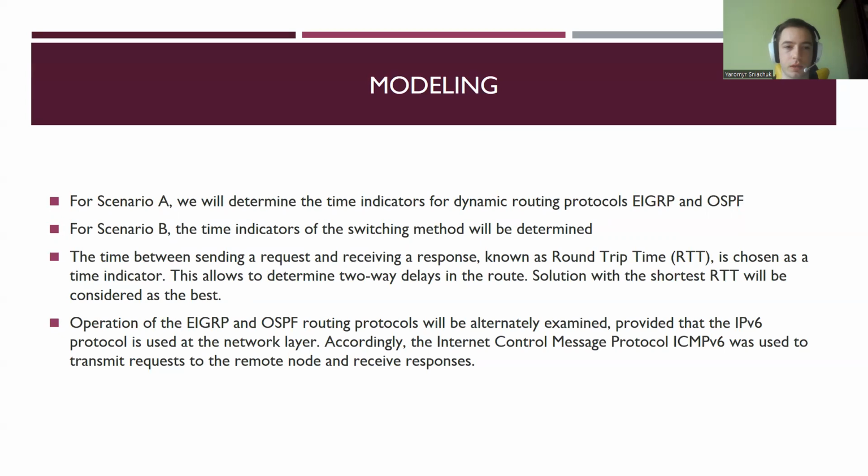Operation of EIGRP and OSPF routing protocols will be alternately examined, provided that IP version 6 protocol is used at the network layer. Accordingly, the Internet Control Message Protocol was used to transmit requests to the remote node and receive responses.